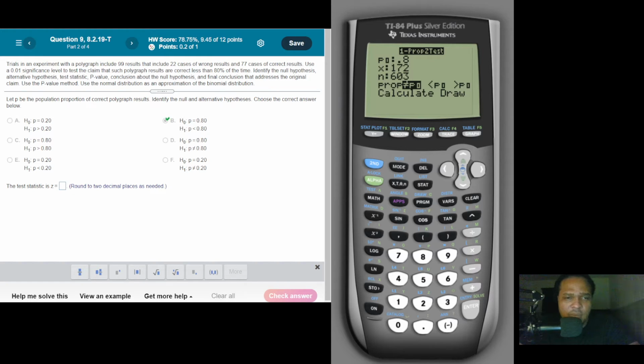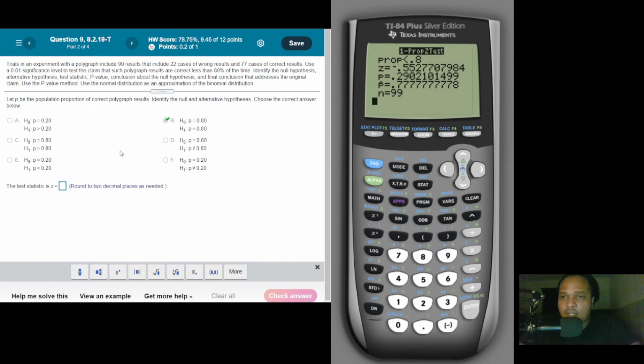Let's see what they're talking about. We're testing the claim. They're talking about correct. So we want the number of corrects. Number of corrects is going to be 77. Let's put 77 here. And sample size is going to be 99 in total. And we're using less than. And calculate.